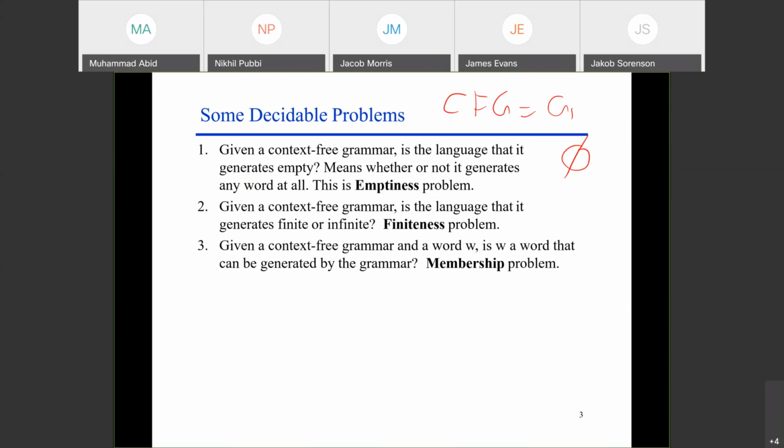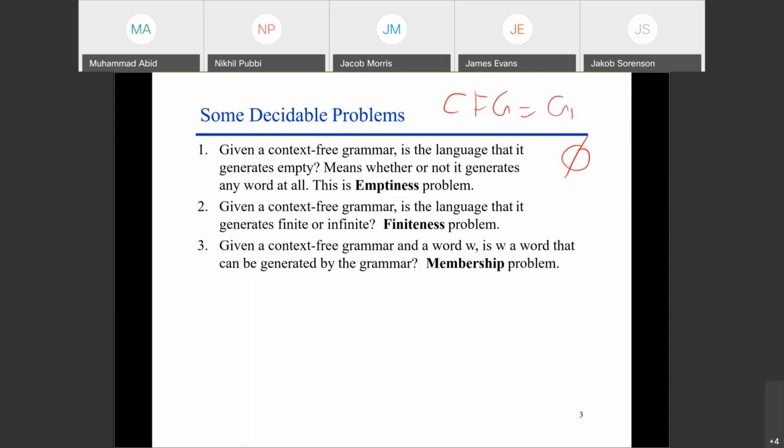Given a context-free grammar and a word W, we have no idea whether this word belongs to this language or not. Can we say that this word can be generated by this grammar? This is called a membership problem. We can figure out the answer to this also by using certain algorithms.